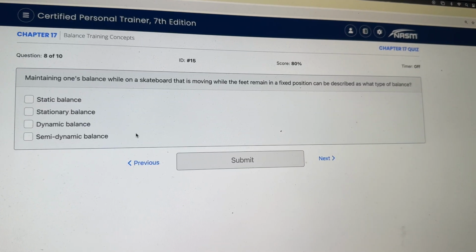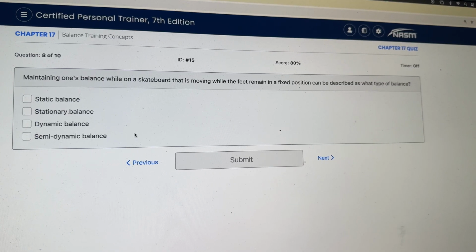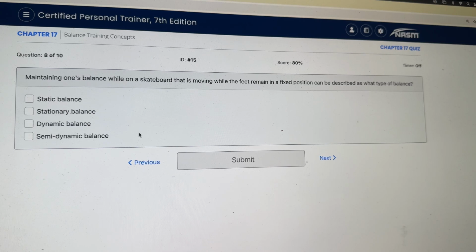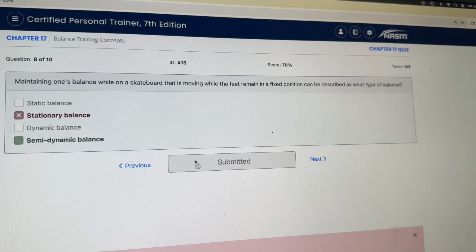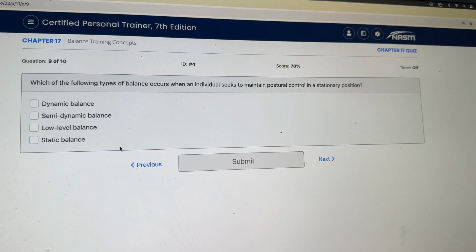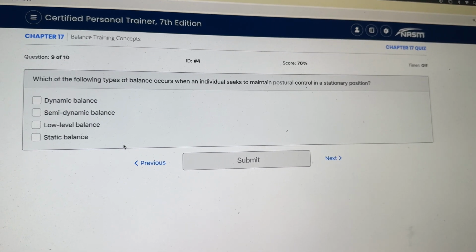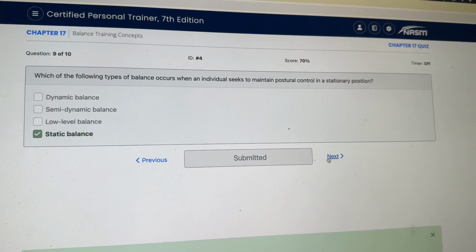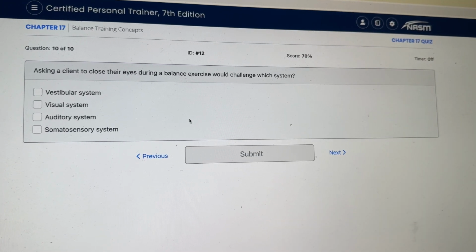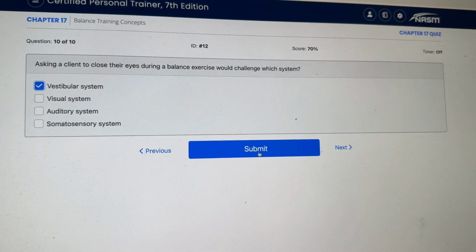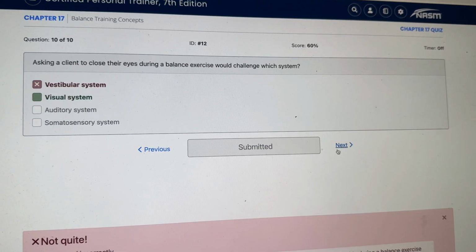Maintaining one's balance while on a skateboard that is moving while the feet remain in a fixed position can be described as what type of balance? Stationary? Semi-dynamic. Oh my god. Which of the following types of balance occurs when an individual seeks to maintain postural control in a stationary position? Static. Asking a client to close their eyes during a balance exercise would challenge which system? Visual. Of course.